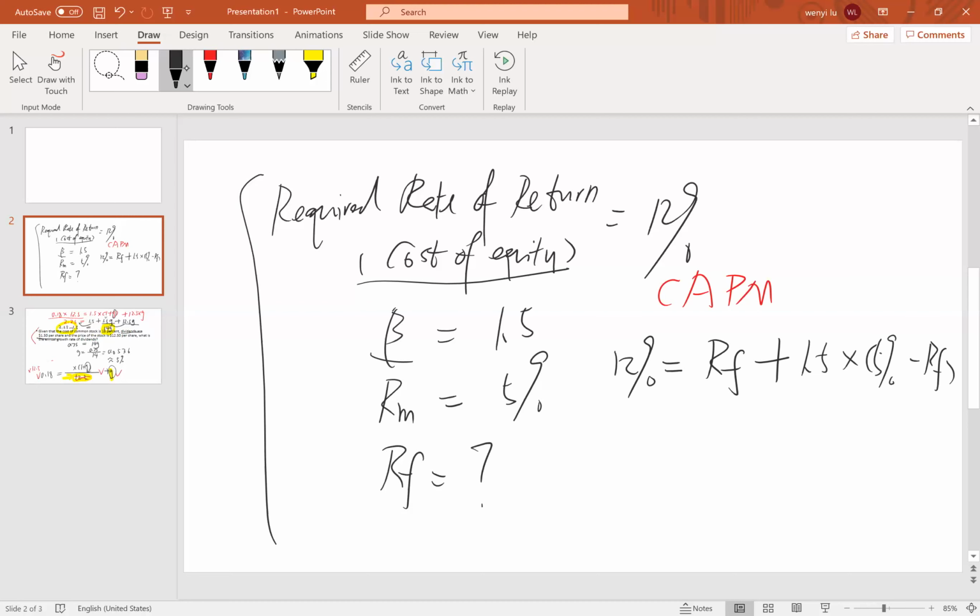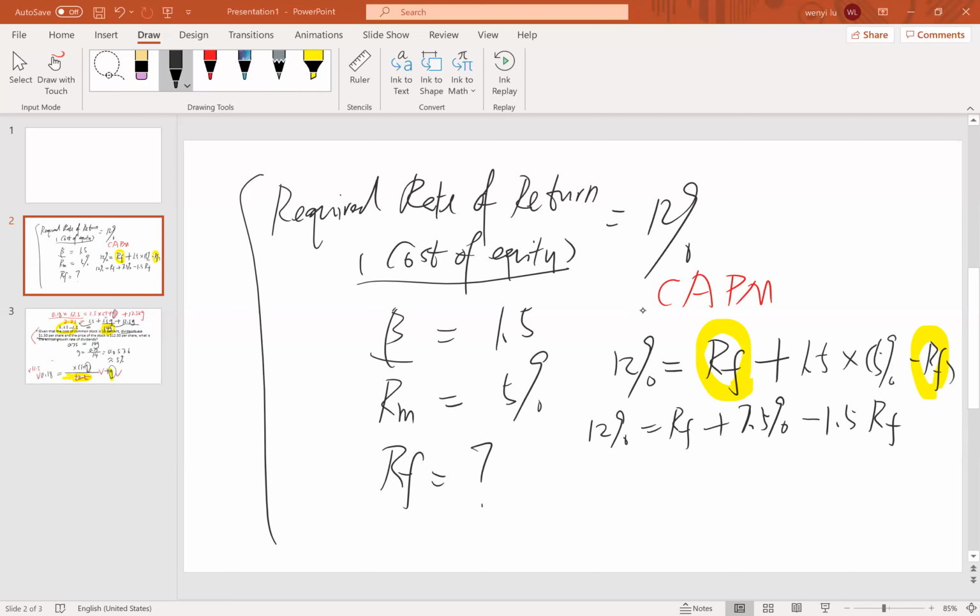Let's solve this one. You see this question also has the RF in two places. You want to combine these two terms with the common factors. So let's see how to solve it. 12% equals RF plus 1.5 times 5%, equal to 7.5%, minus 1.5 RF.